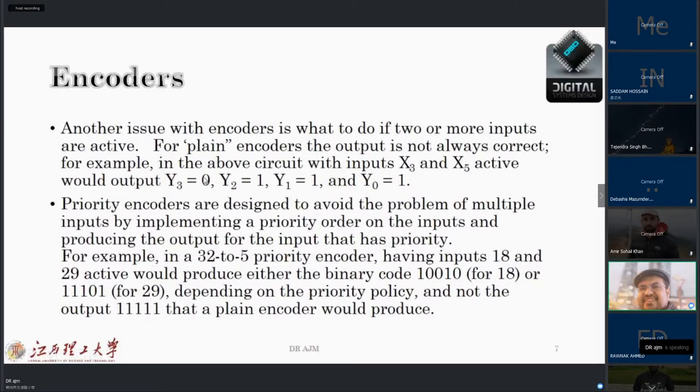There is also some other issue with that: what to do if two or more inputs are pressed at the same time. Suppose for a plain encoder, the output is not always correct. For example, in the circuit that I show, if inputs X3 and X4 are active, the outputs Y3, Y2, Y1, and Y0 would be equal to 1.